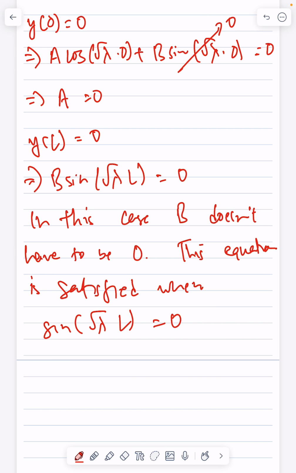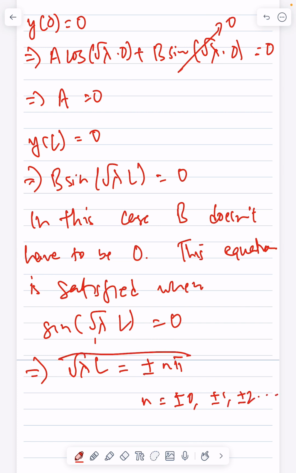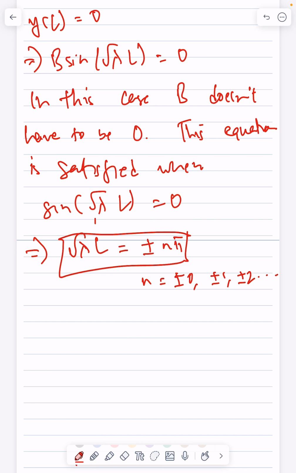Now when can sine be 0? Sine can be 0 when square root of lambda L is plus or minus n pi, where n is 0, plus or minus 1, plus or minus 2, and so on. For this scenario, b does not have to be 0. So what's our conclusion?